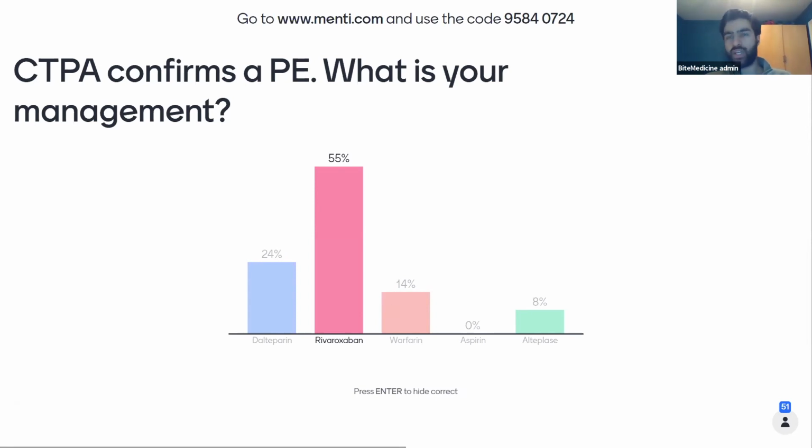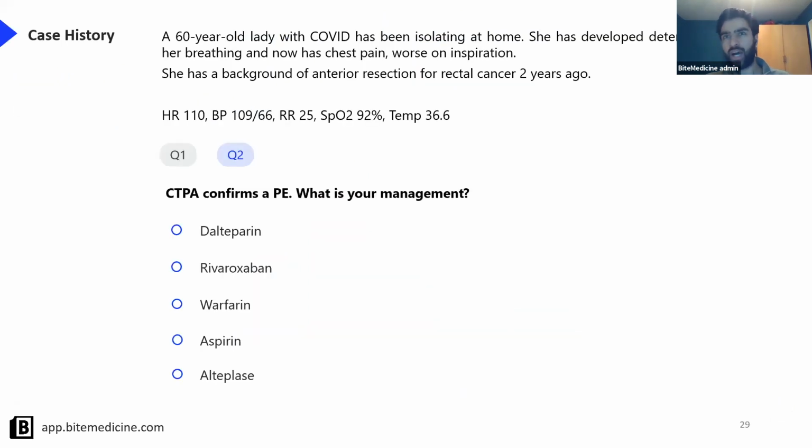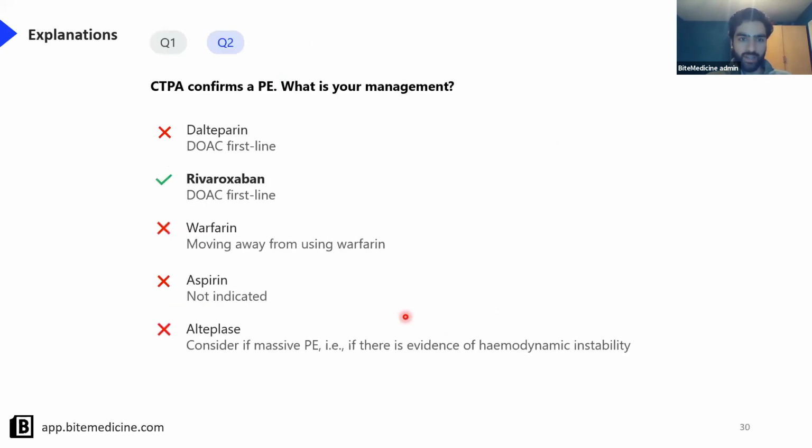And yes, all of you have said very appropriate answers for causes of radial delay, coarctation of the aorta. In the chat, I've got atherosclerosis. Exactly, all very good. Rivaroxaban is first line for a PE.